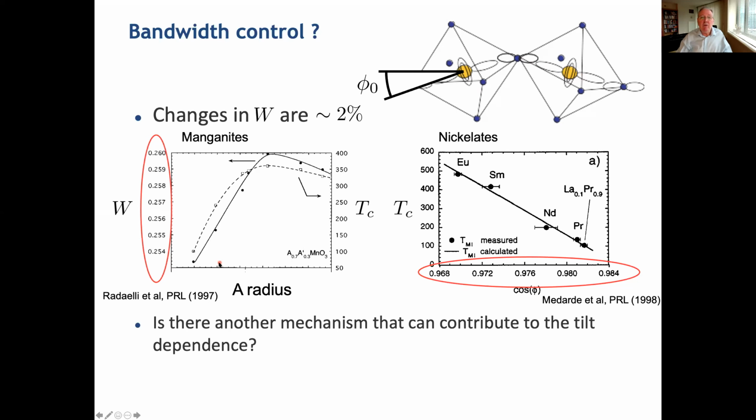So here is, of course, a plot of that versus, in this case, the estimated bandwidth from Paul Radiali. And in this case, a different system, nickelates. Again, the transition comes from several hundred degrees down to 0. Lanthanum doesn't transform as a function of cosine phi. But I'd just like to point out that these changes in angle are quite small, and the implied changes in bandwidth are a couple of percent.